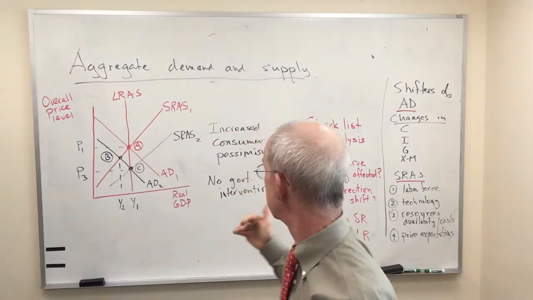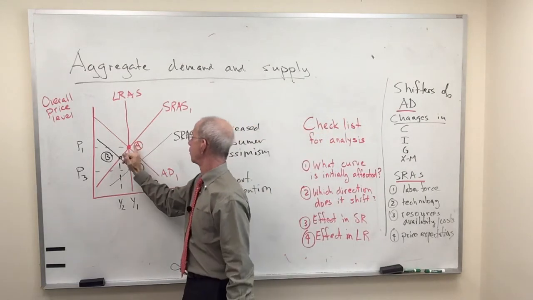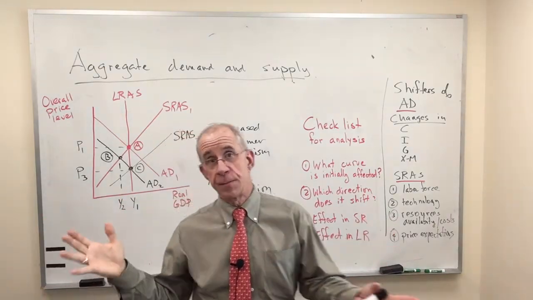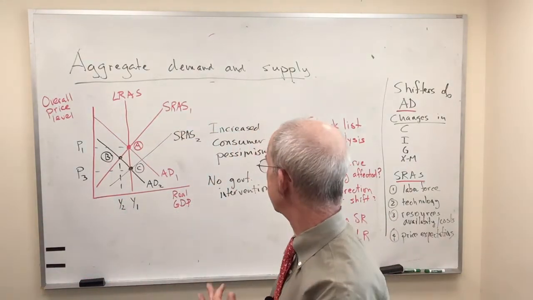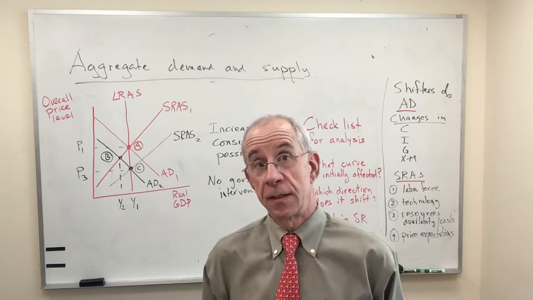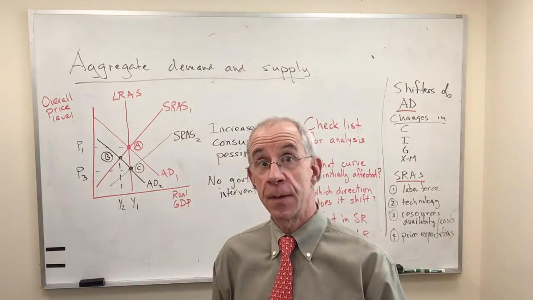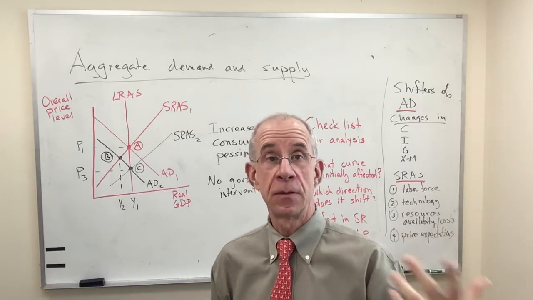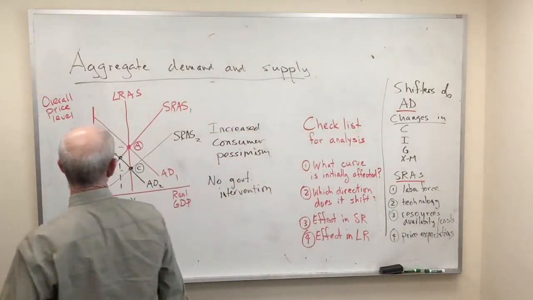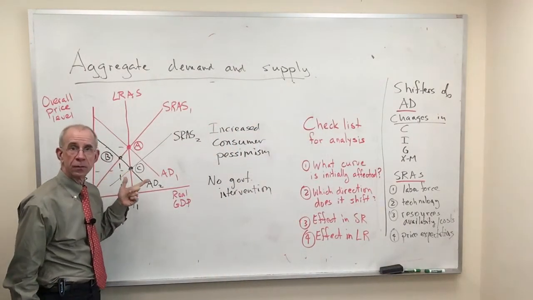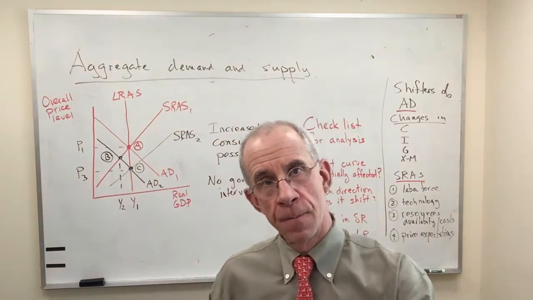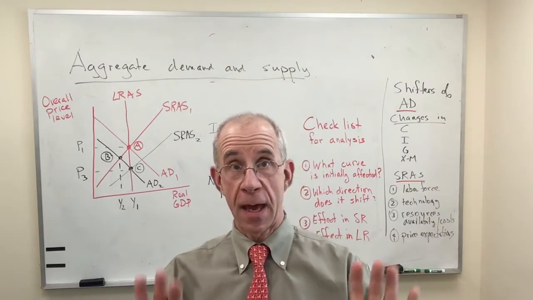Now, this transition from A to B to C takes some time. You're going to have the possibility that there'll be significant unemployment for some time until people are able to adjust to the new lower level of demand. As those prices go down, consumers start to buy again, back to full employment level of output without any government intervention.